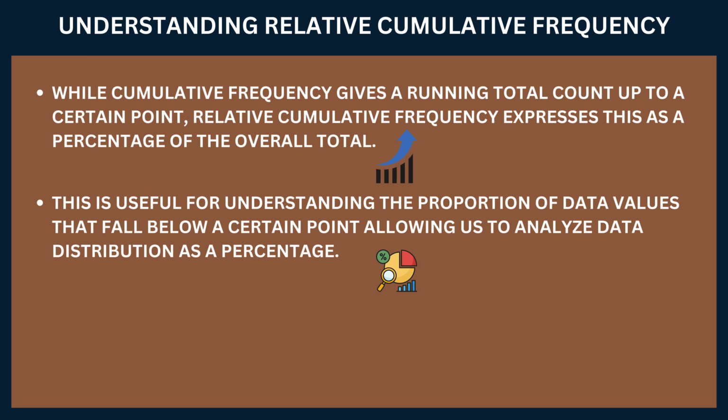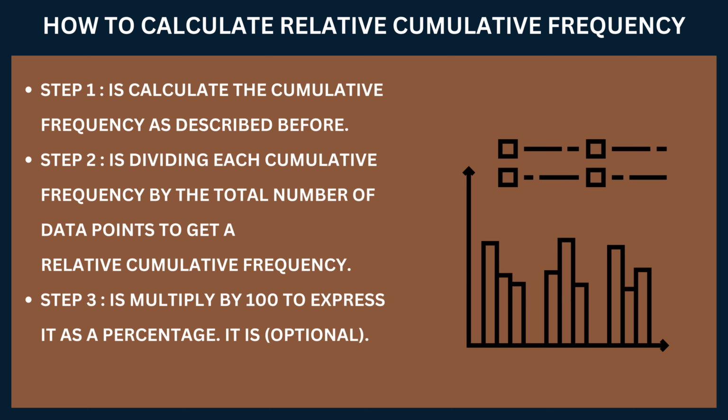This is useful for understanding the proportion of data values that fall below a certain point, allowing us to analyze data distribution as a percentage. How to calculate relative cumulative frequency. Step 1 is to calculate the cumulative frequency as described before. Step 2 is to divide each cumulative frequency by the total number of data points to get a relative cumulative frequency. Step 3 is to multiply by 100 to express it as a percentage.